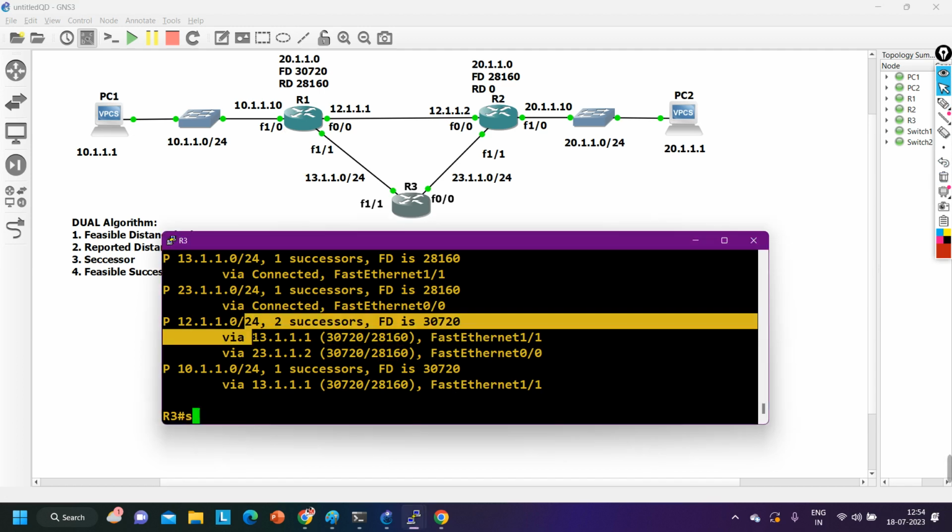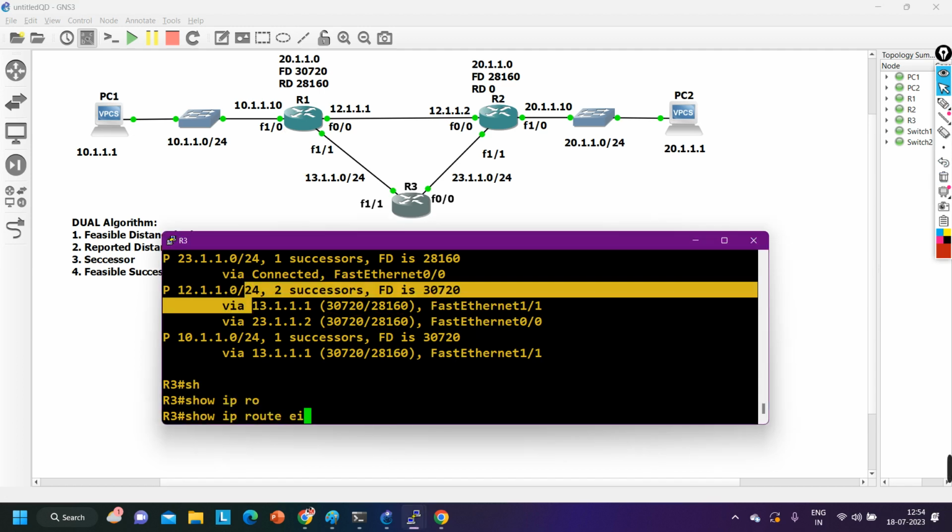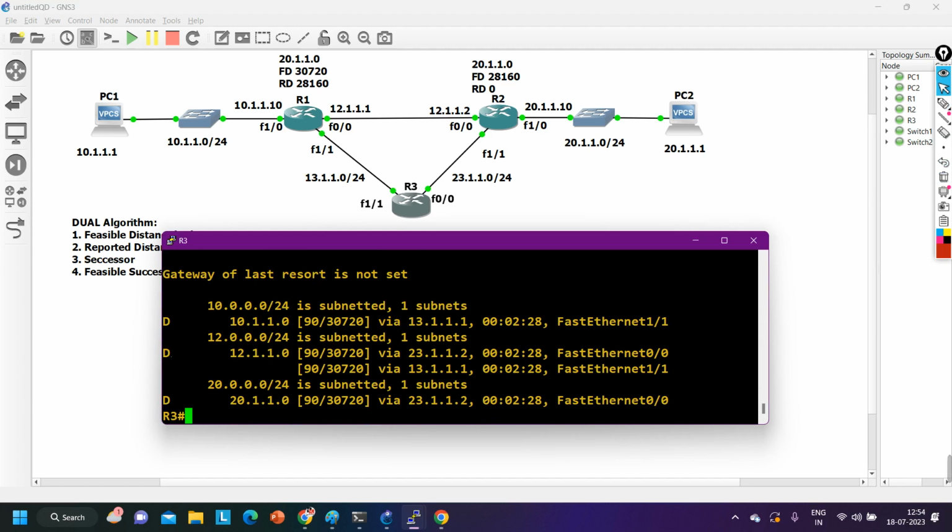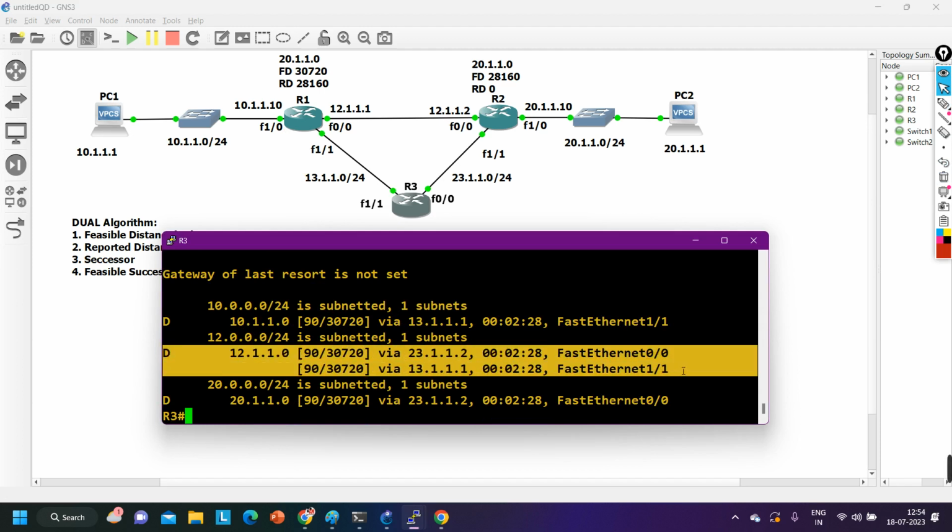So show IP route EIGRP. You can see for the 12 network it is performing load balancing. How many paths do we have in the routing table? 2 paths. If the router has installed 2 paths in its routing table, that means the router is performing load balancing. Now the question is why is the router performing load balancing? Because from both sides it is calculating equal FD and equal RD.